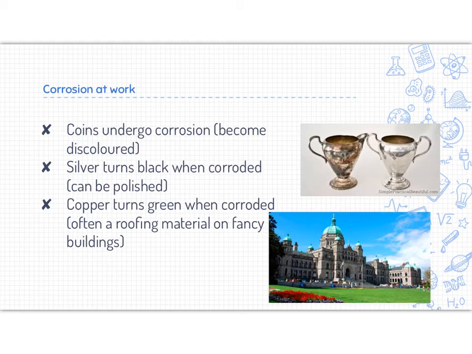Silver turns black when corroded, and it can be polished. This is silver that needs to be polished. And after it's been polished, of course, it shines up really nicely, but it has this blackish hue. Copper turns green when corroded. It's often a roofing material on fancy buildings. You can see here, this is the Parliament buildings in Victoria, BC. And up on the roof is copper. It's turned green over time.